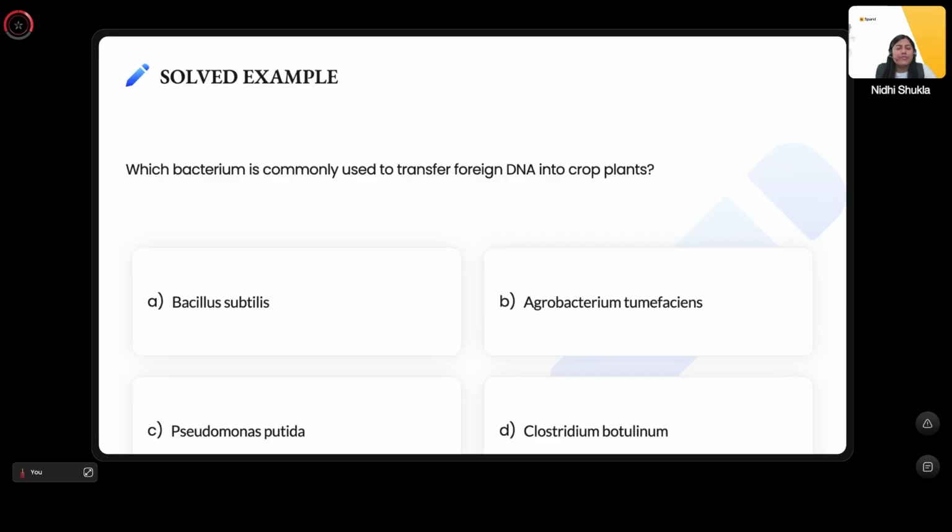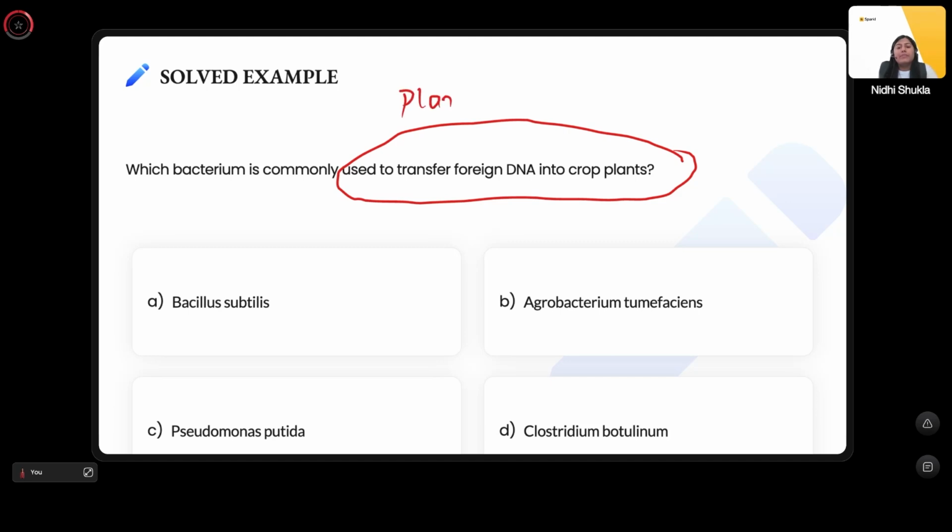Now let us look at next question. Which bacterium is commonly used to transfer foreign DNA into crop plants? This is purely a memory based question. You should always remember typical vectors. For example, in plants, the common vector that you use is Ti plasmid. Okay, and from where is your Ti plasmid obtained? It is obtained from Agrobacterium tumefaciens. So option B, Agrobacterium tumefaciens, is going to be correct. All the other options are going to be wrong because the source of Ti plasmid is Agrobacterium tumefaciens.